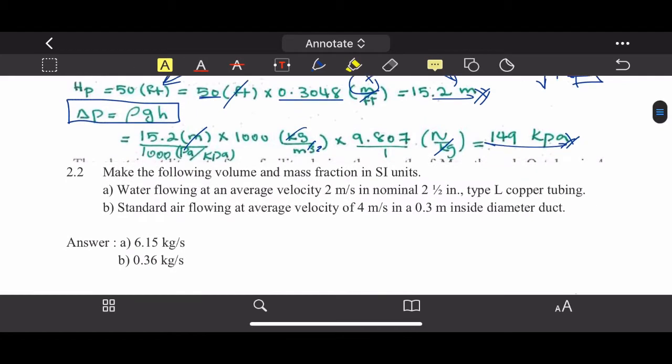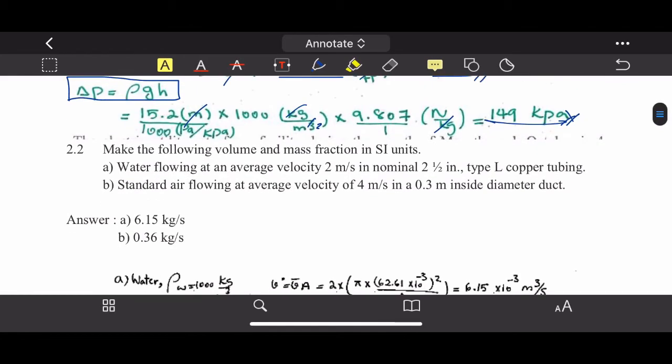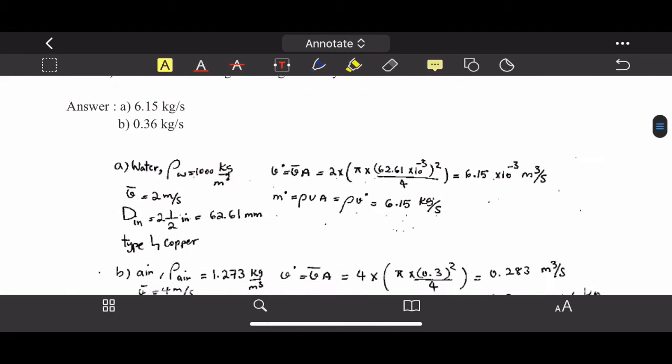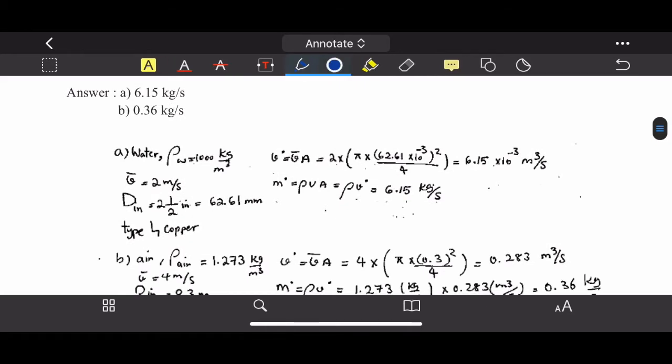Now question 2. Question 2 says, make the following volume and mass fraction into SI unit. The first question is water flowing at an average velocity of 2 meter per second in a nominal 2.5 inch diameter pipe, and the pipe is type L copper tubing, right? So to do this, the answer is given there as well. Look at the answer there. Question 2A, let's see.